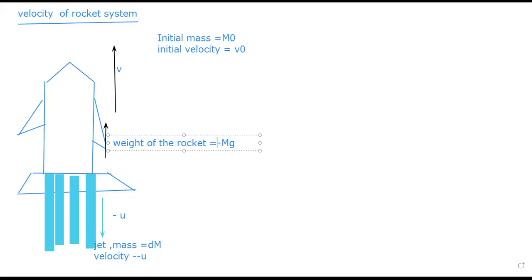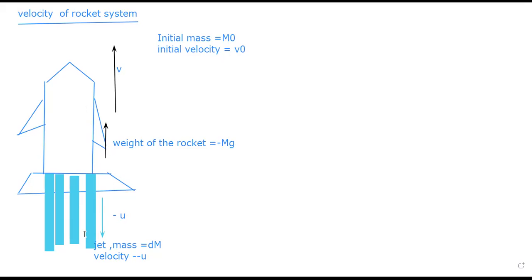This equals minus mg. And then, to find out the velocity at any time t, we have to consider again the external force. How much force is acting on this rocket system, the total system? The system means the rocket which is moving upward with the velocity v, and the jet which is coming downward with the velocity u. U is considered negative with respect to v, as both are in opposite directions.